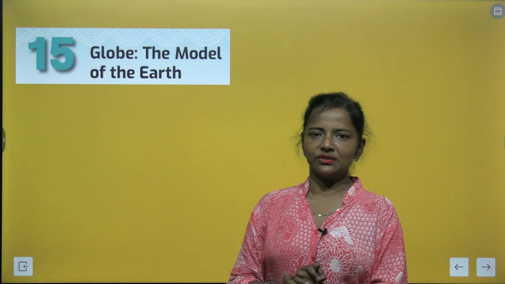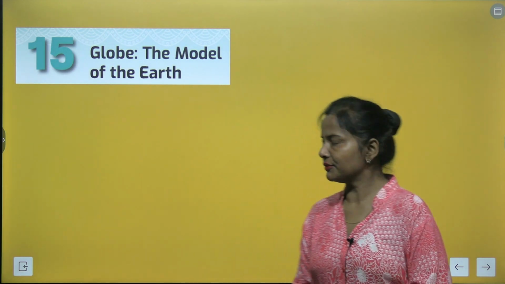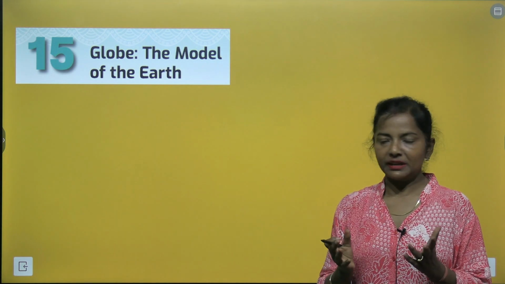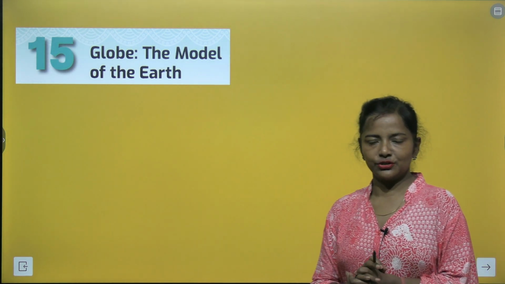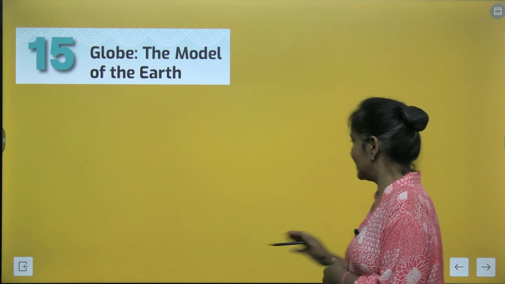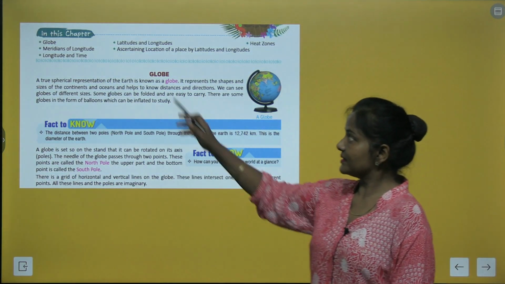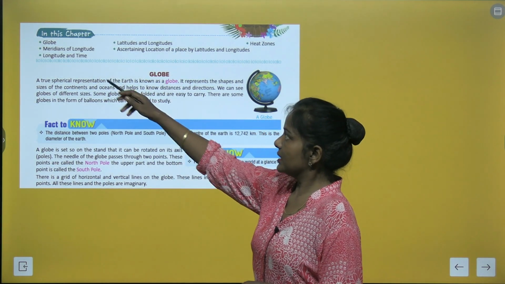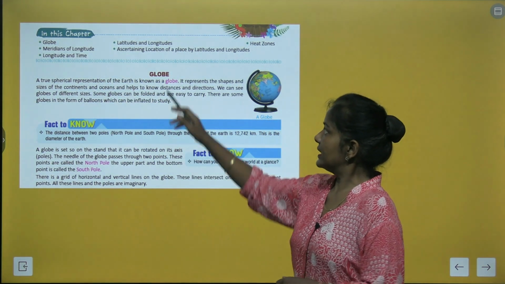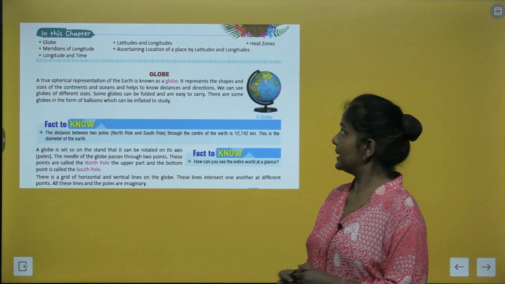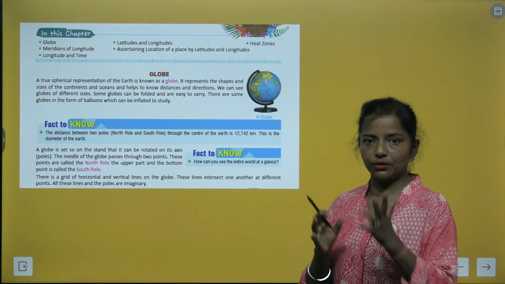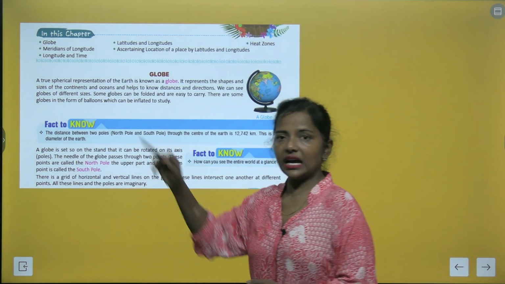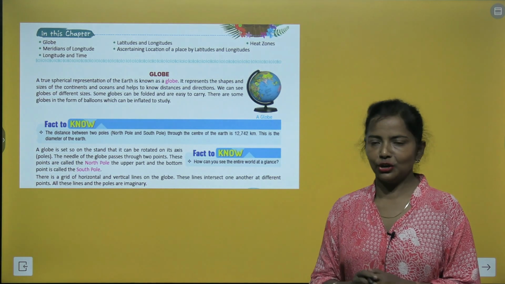And today we are going to start our class 6 geography chapter number 15, Globe. Globe के बारे में पढ़ेंगे, the model of the earth, जो कि earth का एक model होता है. Fine? So here we start, and in this chapter we are going to read about globe, latitudes and longitudes, meridians of longitude, ascertaining location of a place by latitudes and longitudes. Latitudes और longitudes से कैसे एक place के location को ascertain किया जाता है. Longitude and time. We start with globe.